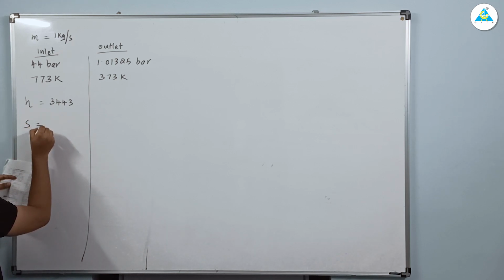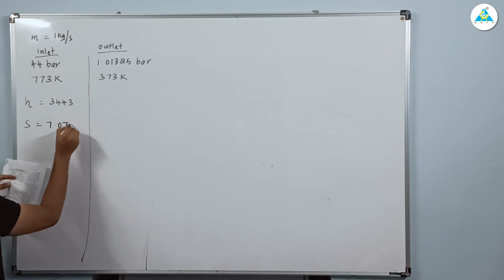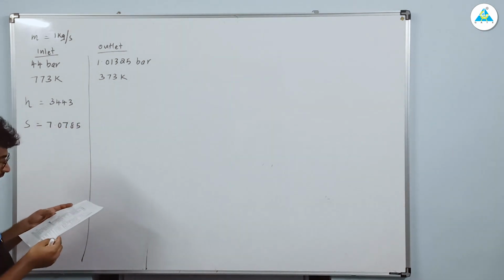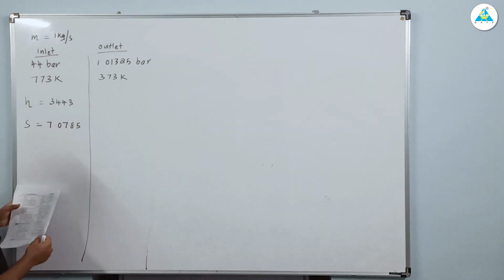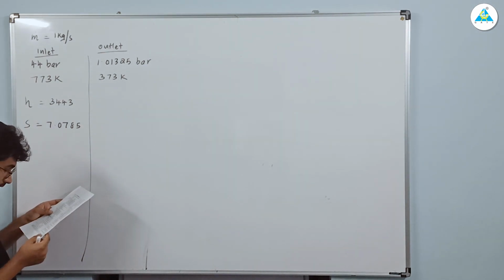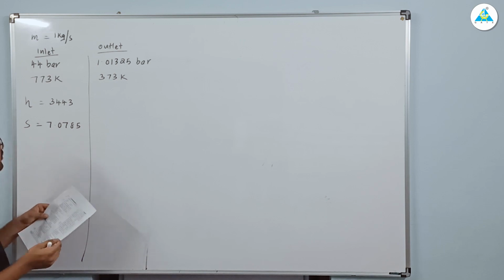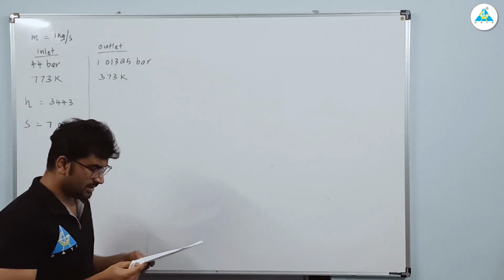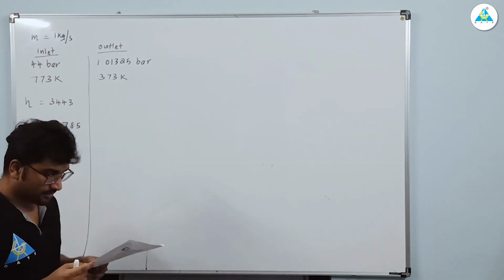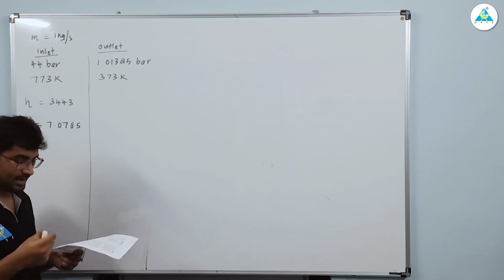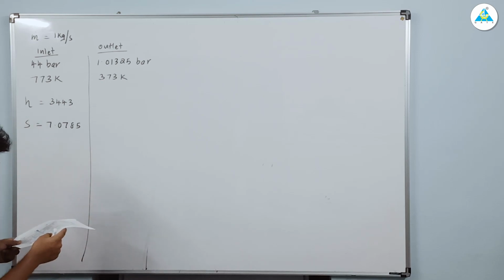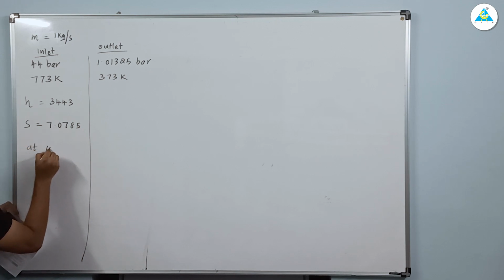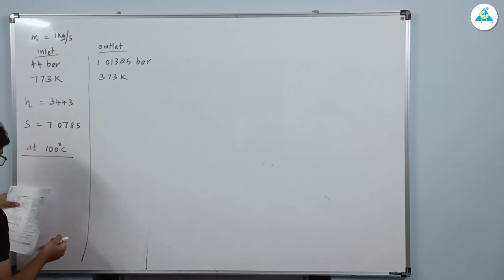Entropy of the inlet is 7.0785 kilojoule per kg Kelvin. Now, 41 bar and 100 degrees Celsius, right? Okay, what they have given is 44 bar. In the question there is also a small printing mistake, I guess. So it should be 44 bar, because in the question they have given 44 bar, so the data should also be at 44 bar. So at 44 bar and 100 degrees Celsius, the data is given.